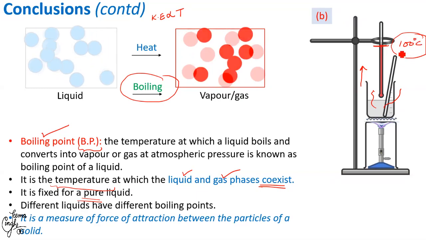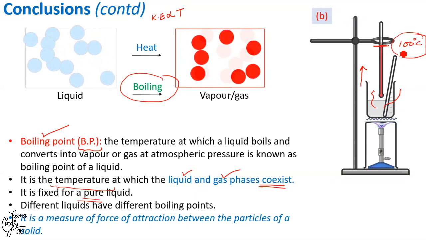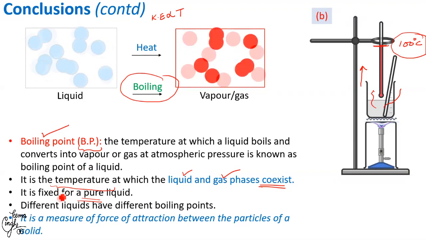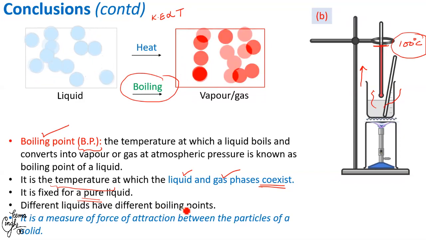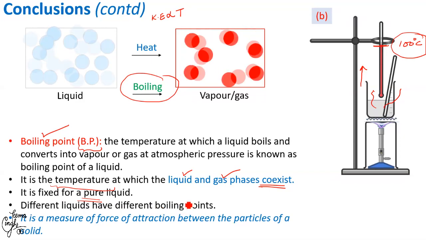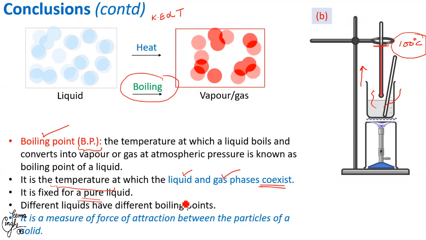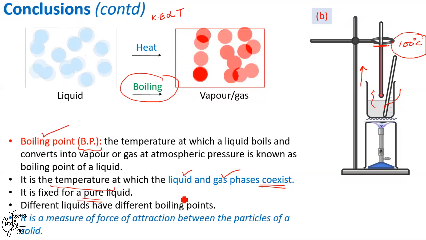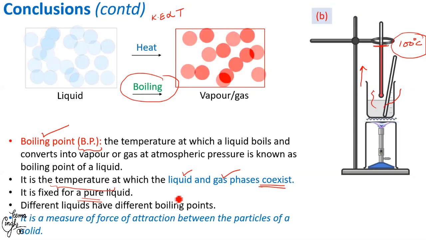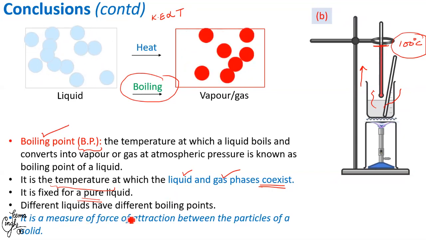If it is impure, it is going to boil at a different temperature about which you will study in your higher classes. Just like melting point, different liquids have different boiling points. For example, pure water boils at 100 degrees Celsius, mercury boils at 356.7 degrees Celsius, alcohol at 78 degrees Celsius, etc. Don't worry, these are just examples. You need not learn the values.